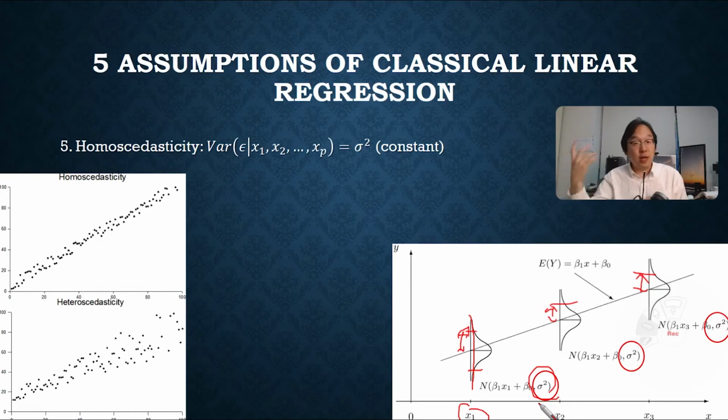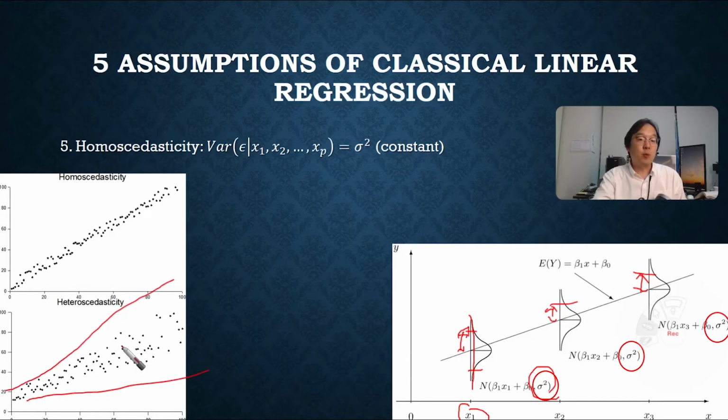Otherwise, your estimate will be biased. That situation is called heteroskedasticity. You see much more spreading out as x increases, or vice versa. The variance of these residuals matters a lot. We want it to be homoscedastic, right? Same all the way down.